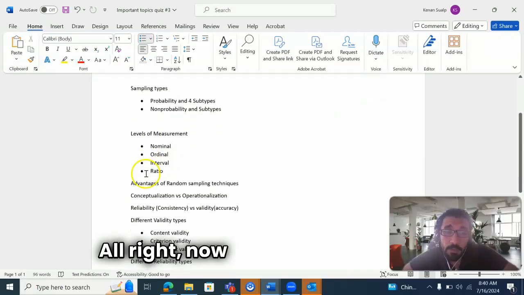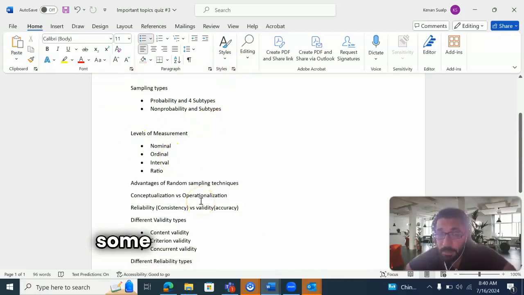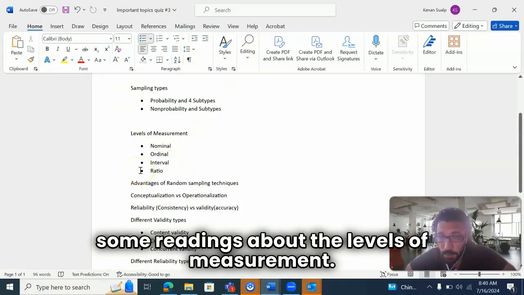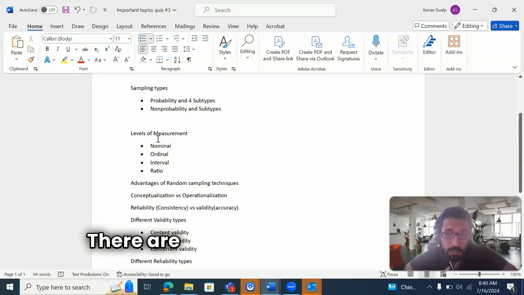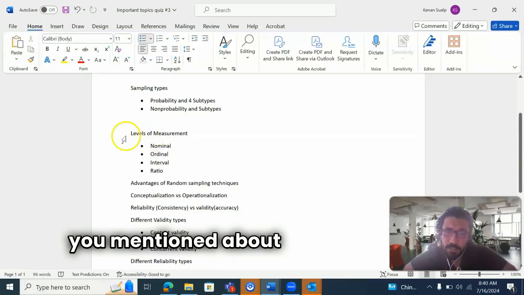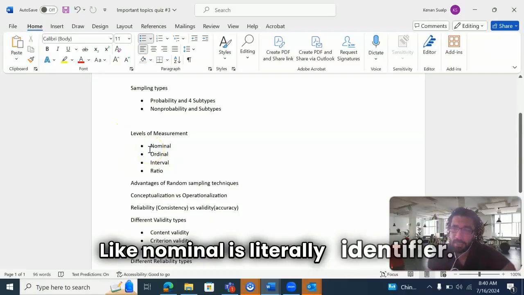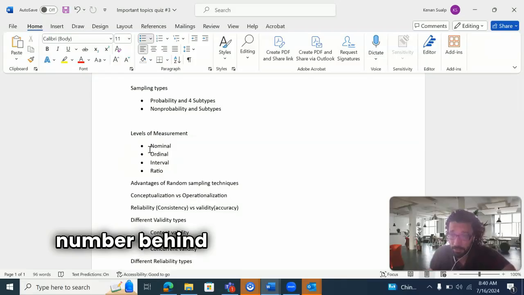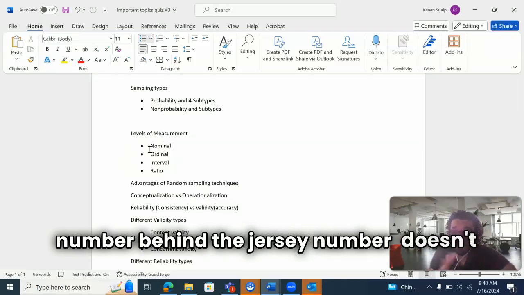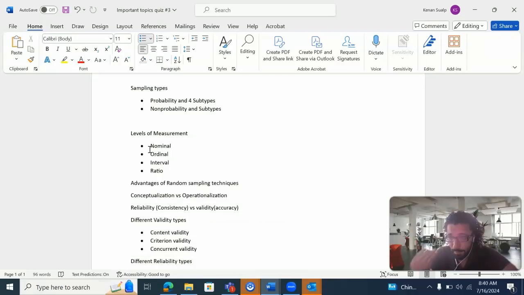All right. Now, after going over the sampling strategies, I want you to do some readings about the levels of measurement. I don't know if you have seen this before. Probably in your previous classes you learned about different levels of measurement. Like nominal is literally an identifier, like a person's name or a number behind the jersey. The number doesn't mean anything. It's not more or less. It's just an identifier, right?